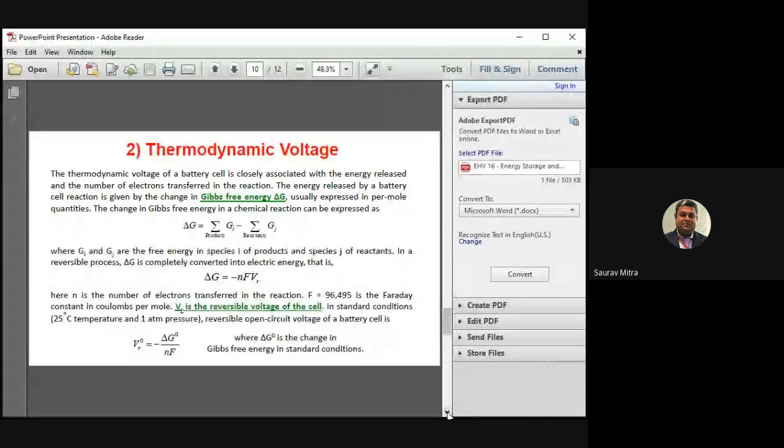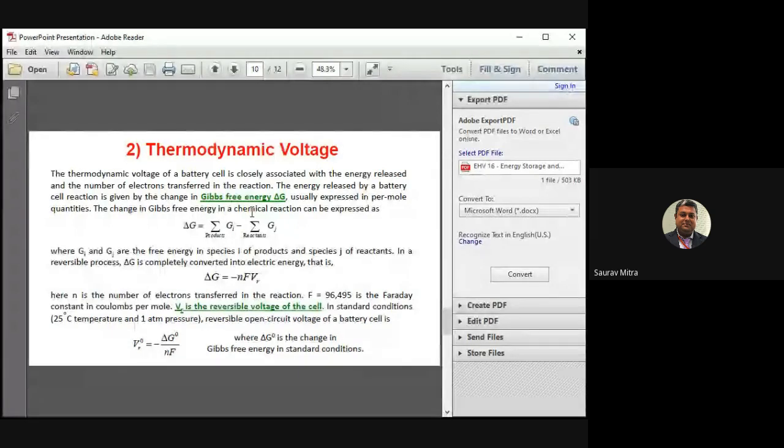The thermodynamic voltage of the battery cell is closely associated with the energy released and the number of electrons transferred in the reaction. The energy released by a battery cell is given by the change in Gibbs free energy, which is given by delta G. Delta stands for change. So how much charge was initially in the battery, and after you drive the load, which is nothing but the motor, after a certain time how much is going to be the remaining energy in the battery.